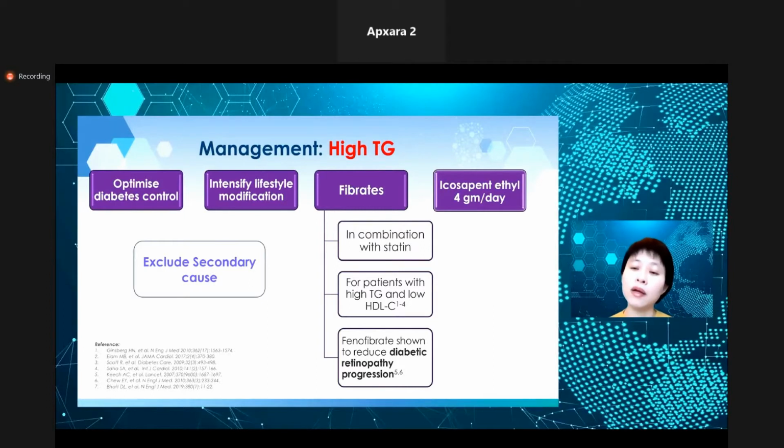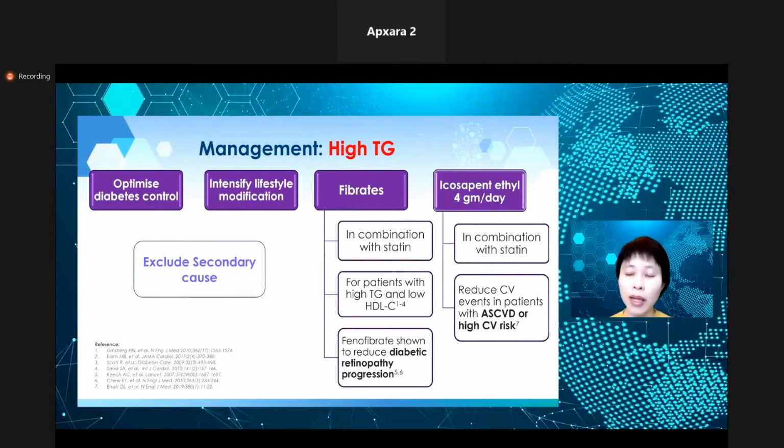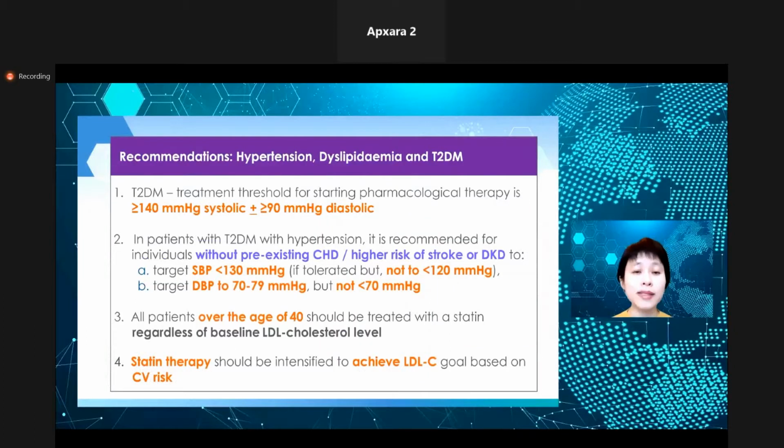Icosapent ethyl, an omega-3 fatty acid, has been shown at a dose of 2 gram BD in combination with statin to be effective in reducing cardiovascular events in the very high-risk patient category. So in summary, hypertension, dyslipidemia, and type 2 diabetes mellitus are indeed the evil triad, and aggressive control of these 3 major cardiovascular risk factors should be part of our comprehensive diabetes management care plan.